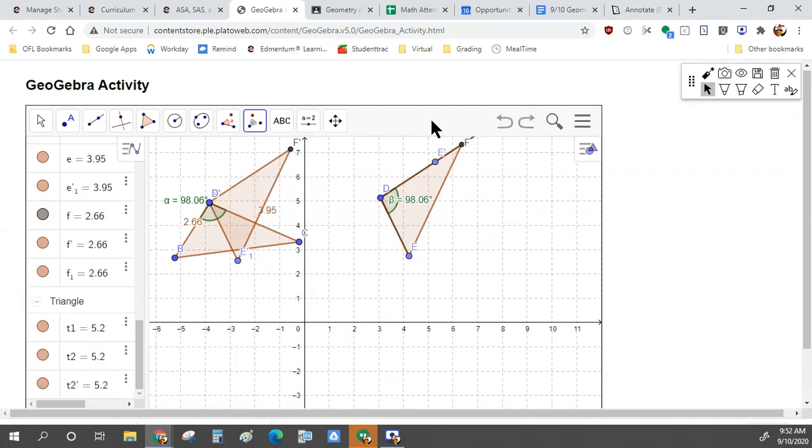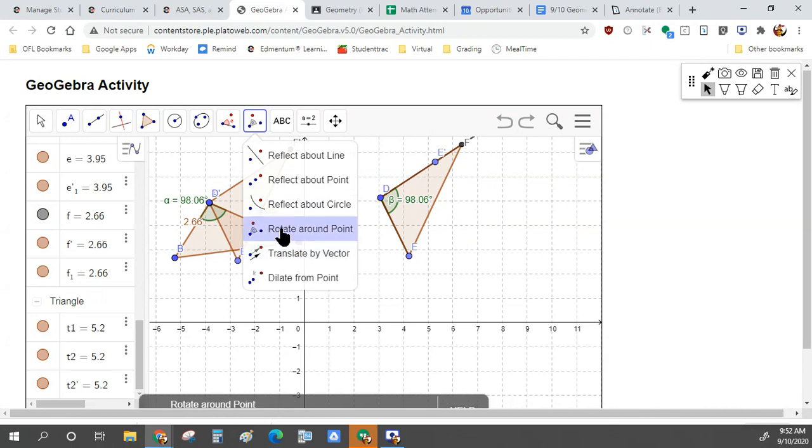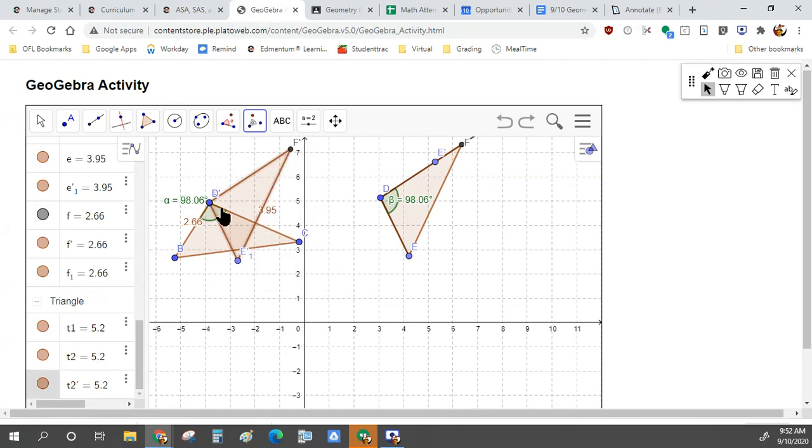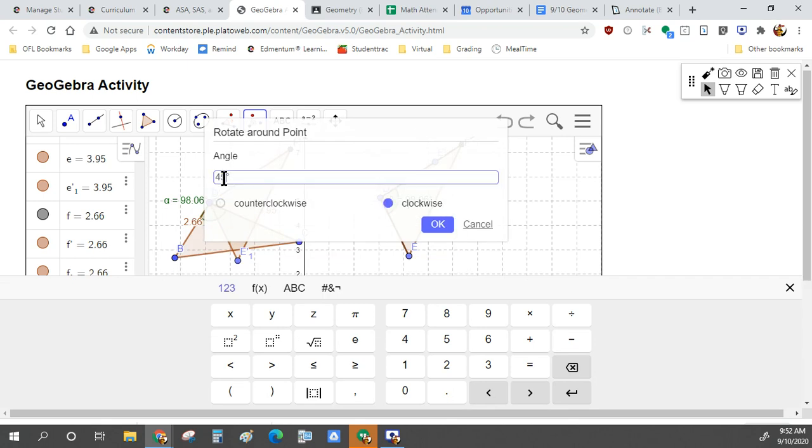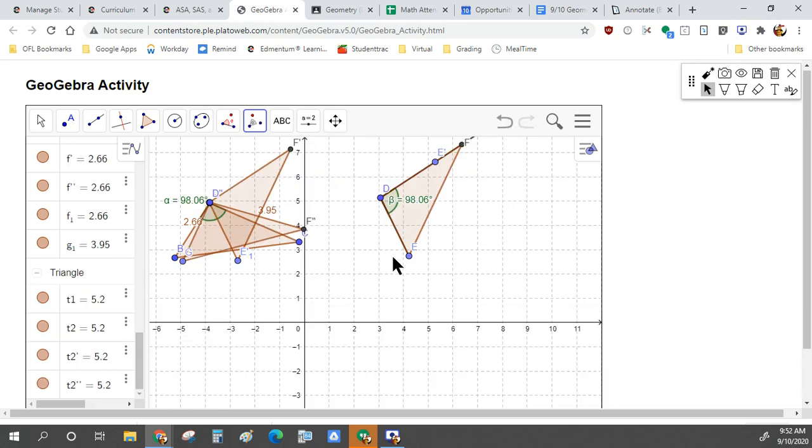Oh, I did it the wrong way. I guess this is a good way of you guys seeing what not to do. So make sure it's clockwise. Let's try 50. A little bit more than that. So 55.